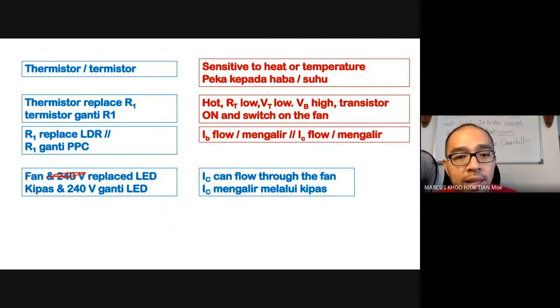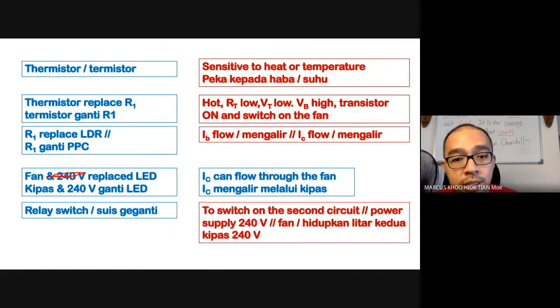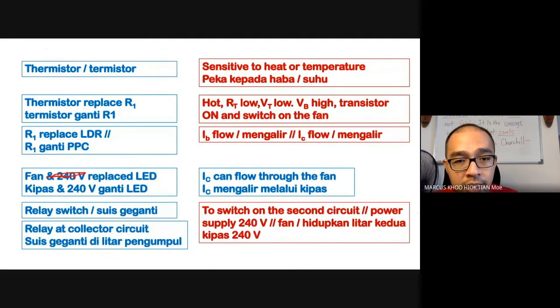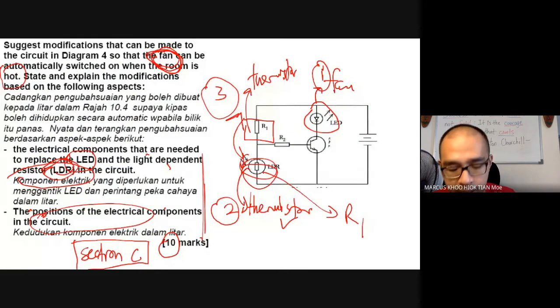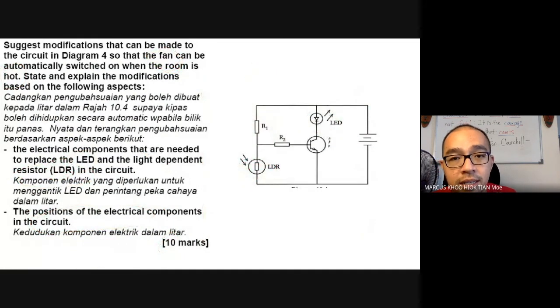We need to add a relay switch. Okay, the function of the relay switch at the collector circuit is to switch on the second circuit. Okay, there's a power supply 240 volts fan. Okay, because why? Because this circuit is not enough. Okay, you can't expect 2 batteries to power a fan lah. Okay, so we need to add a relay switch.